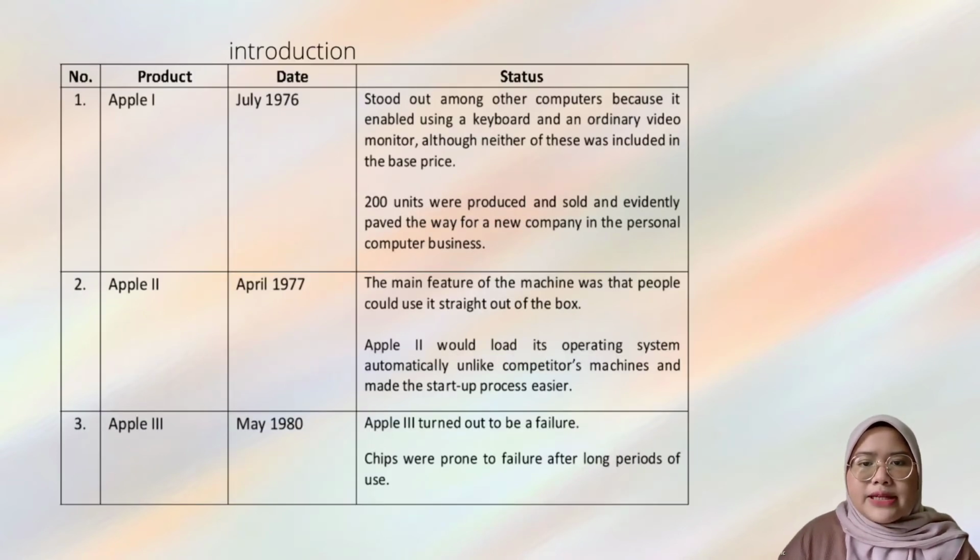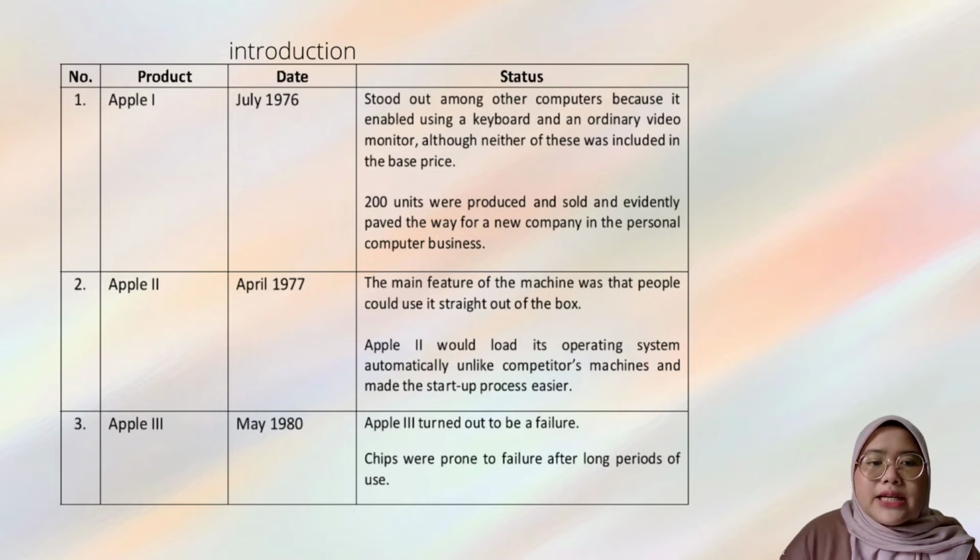The first Apple product is the Apple I, and the introduction date is July 1976. It stood out among other computers because it enabled the use of a keyboard and an ordinary video monitor, and the alternative of DAs was included in the base price. 200 units were produced and sold, and it evidently paved the way for a new company in the personal computer business.